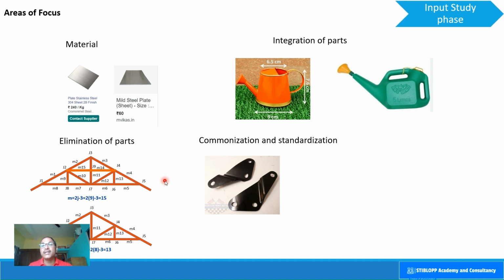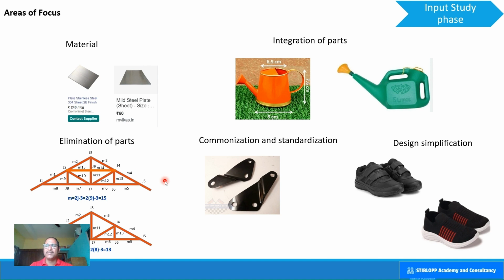And the next area is design simplification. You can see this in your day-to-day life. Your kids or your sisters or brothers might be wearing these complicated shoes, which have a Velcro design. Nowadays, kids also wear this type of design. Of course, this cannot be worn for school, but this one does not have any Velcro at all. So this is a best example of design simplification.